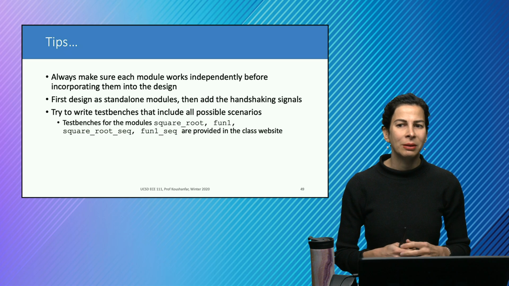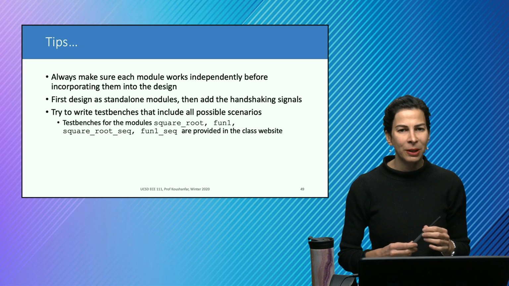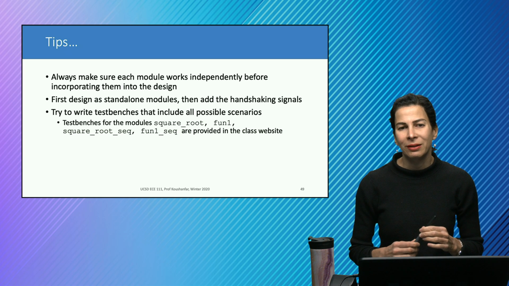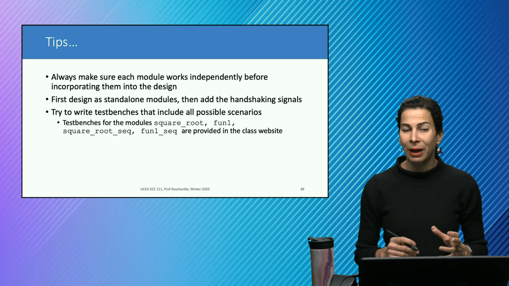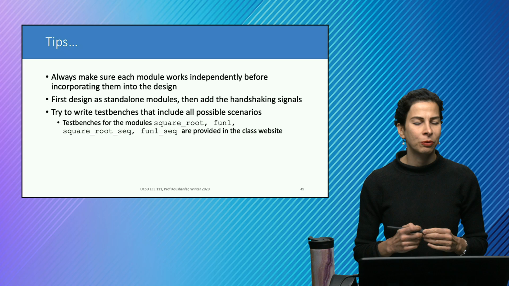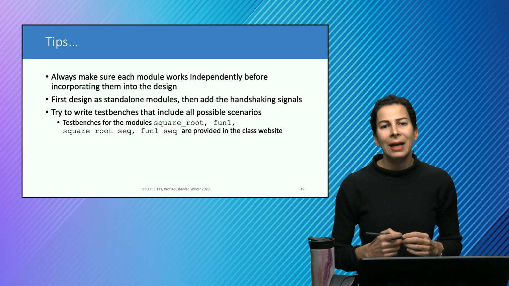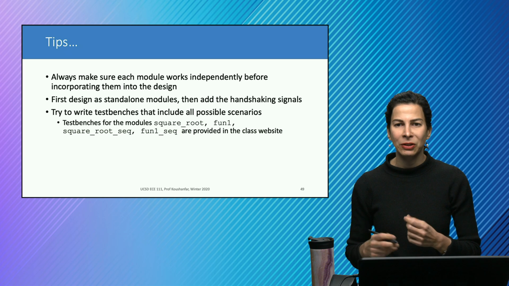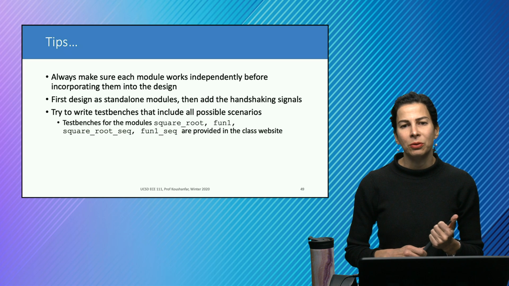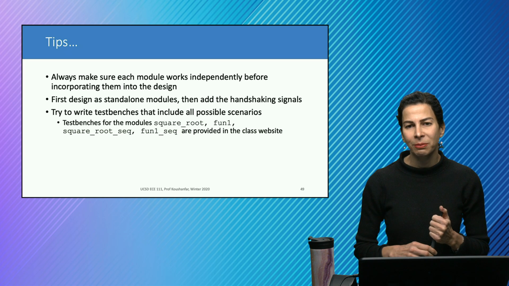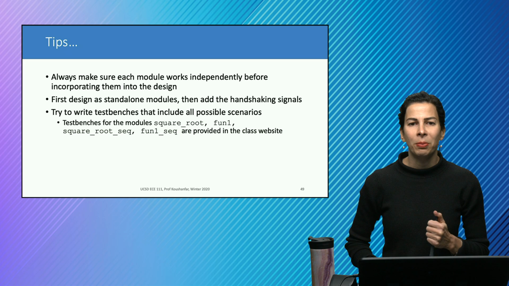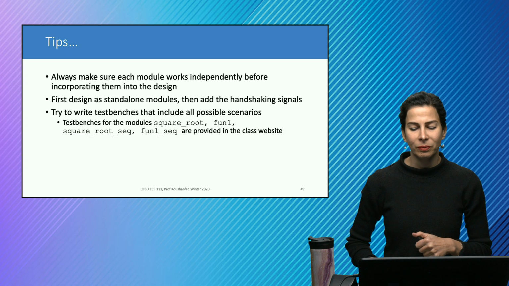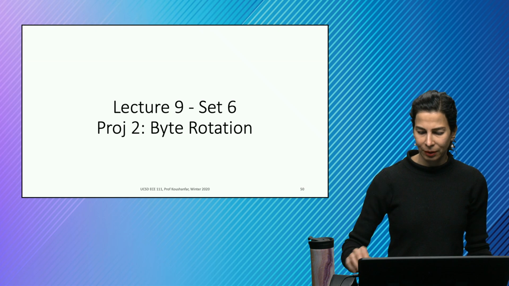So the tip is to make sure that each of the submodules in your design works independently. Design test benches and make sure that the inputs and outputs behave correctly before incorporating them. First design the standalone modules, then add handshaking, and try to write test benches that include all possible scenarios.